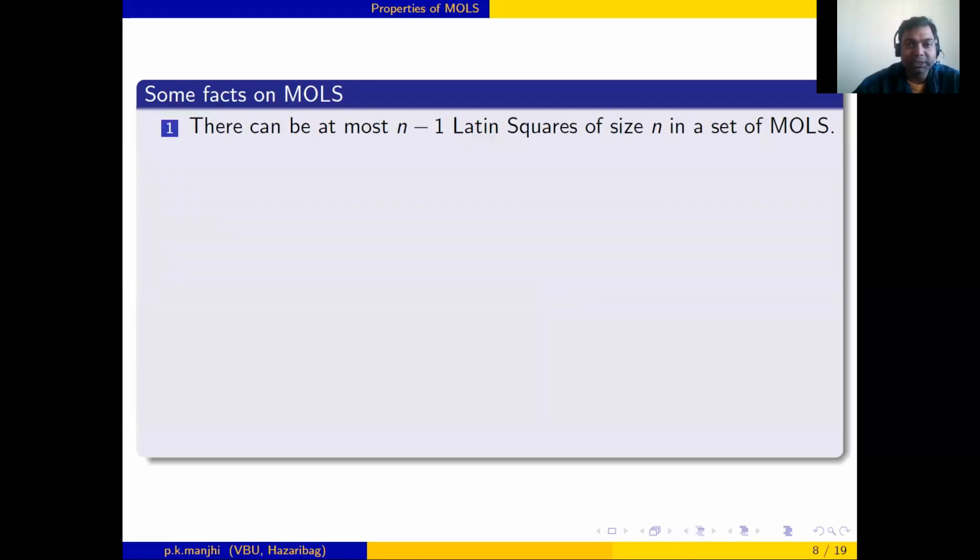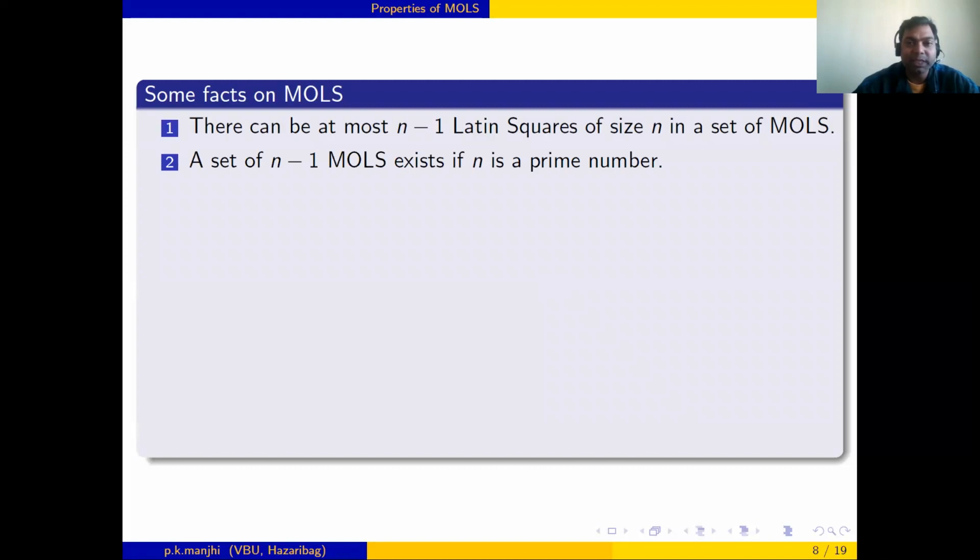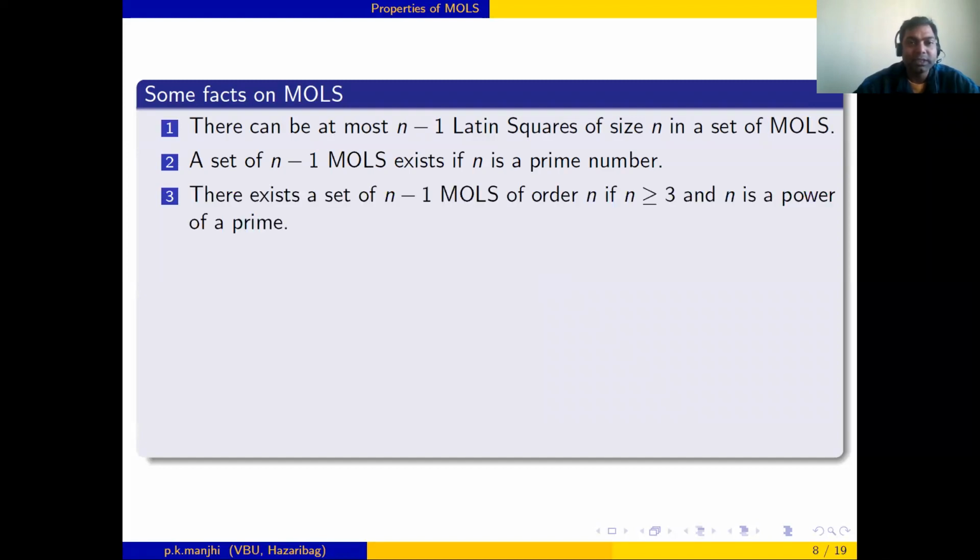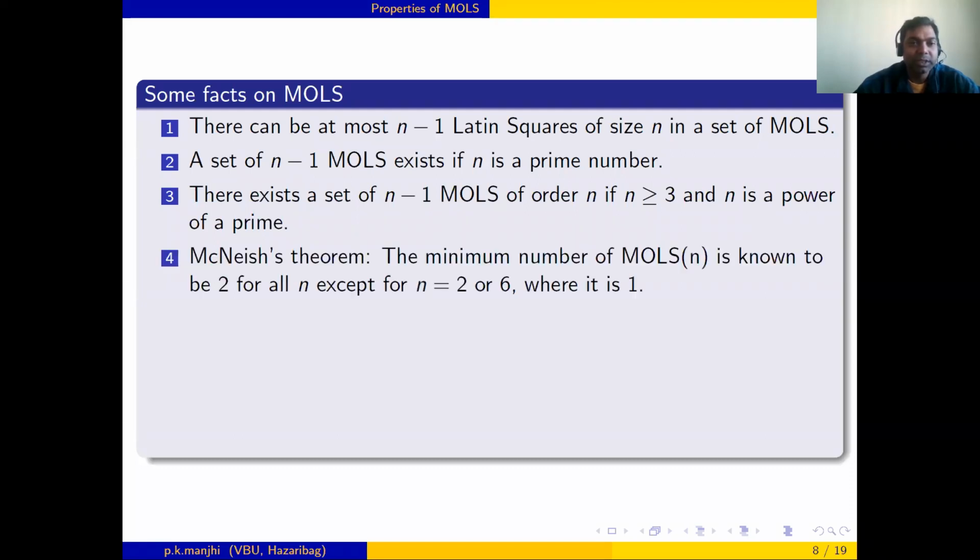There can be at most n minus 1 Latin squares of size n in a set of MOLS. A set of n minus 1 MOLS exists if n is a prime number. As you would already know, the collection of MOLS reaches n minus 1 when n is a prime number or prime power. There exists a set of n minus 1 MOLS for prime powers also. This is the third one. And this is the theorem, Nis theorem, that the minimum number of Latin squares is given by, except 1, known to be for all x.